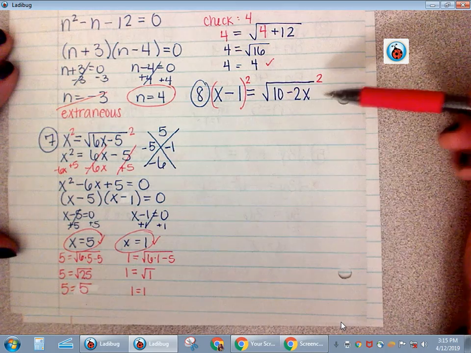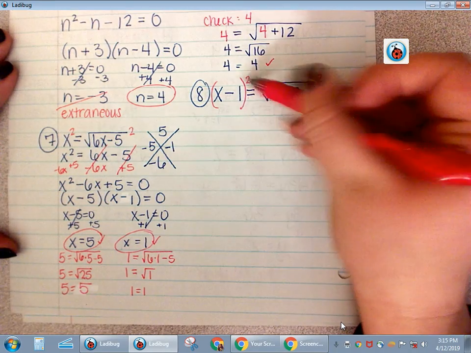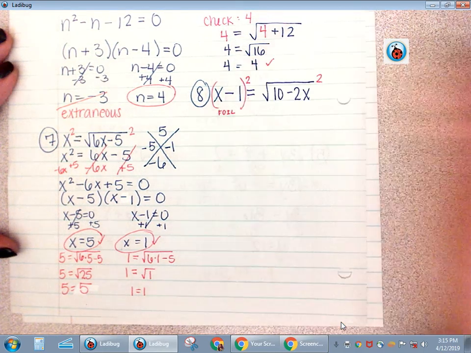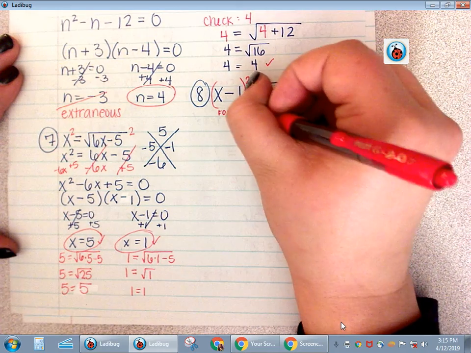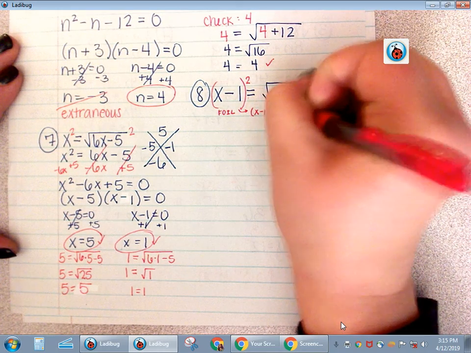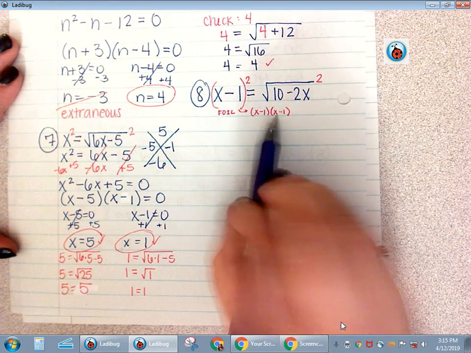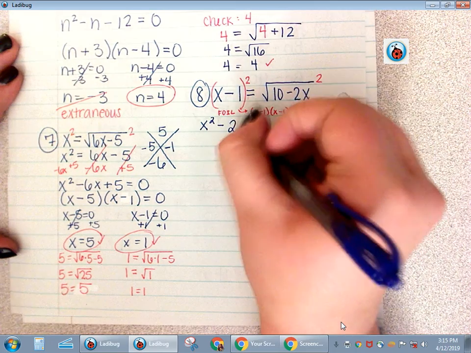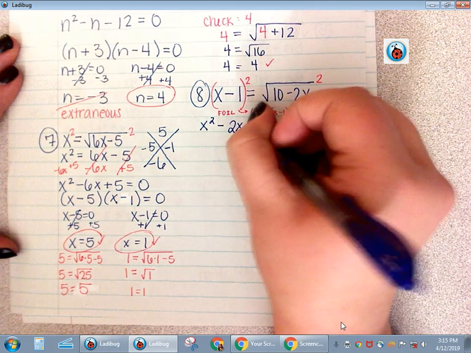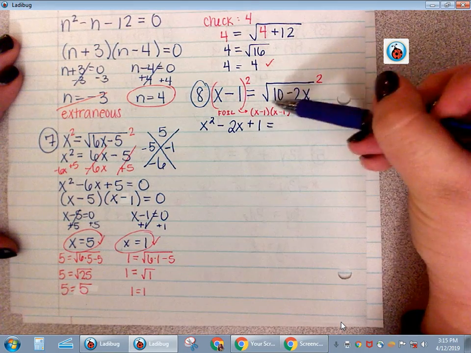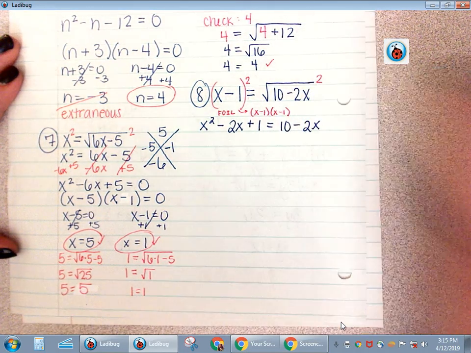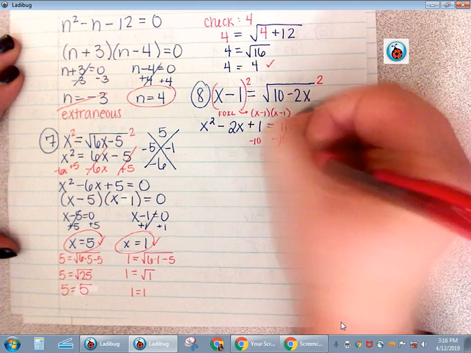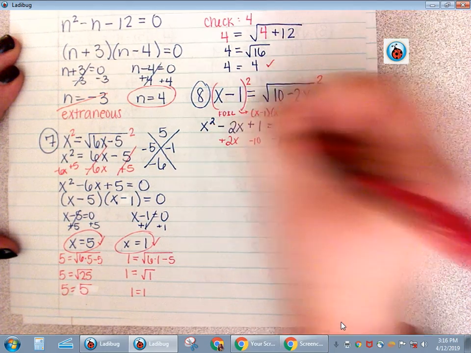So here's what's special on this one: you cannot go x squared minus 1 squared. That's not the case. This is actually a FOIL. So we need to think of this as x minus 1 times x minus 1, right? So on my left, that's what I've got. Let's FOIL it. X squared minus x is minus 2x. Negative 1 times negative 1 is plus 1. And on the right, I just have what's in the radical. Let's get everything on the same side. So move your 10 over, move your 2x over.